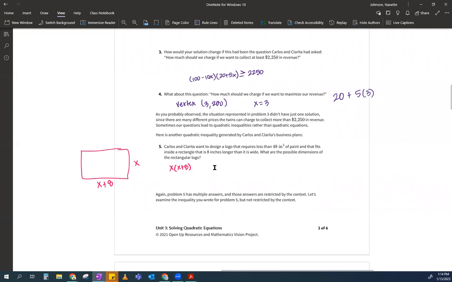So what's the rest of my inequality going to say, guys? Yeah, less than 48. Okay. Now, why would I put less than 48? Because that's what it says, less than 48. You guys all with me so far?